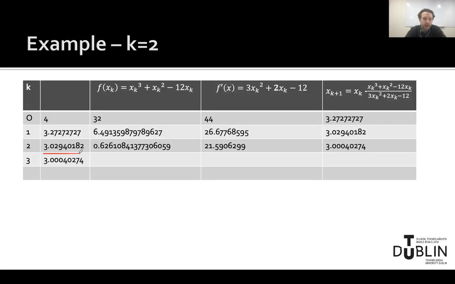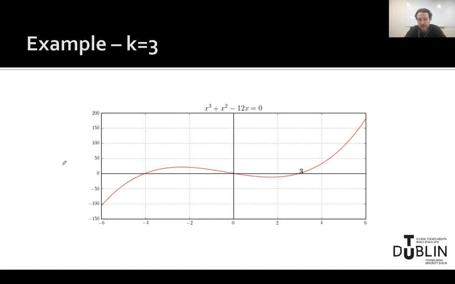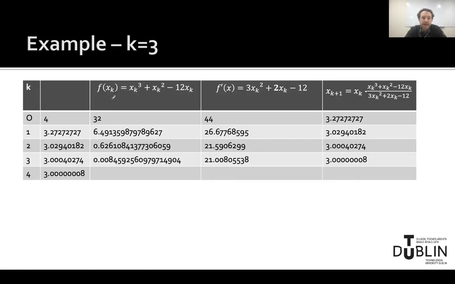We put 3.02940 into our function to give us this value, 0.6. And we put it into the derivative, which gives us 21. And so our new root is 3.0004. We put 3.0004 in here, it's very close to the real value, into f, 0.008. 21.0 is the derivative, and that gives us 3.0000008.